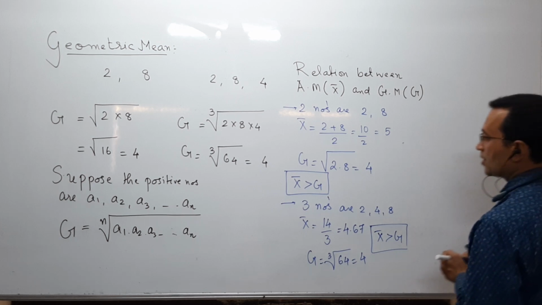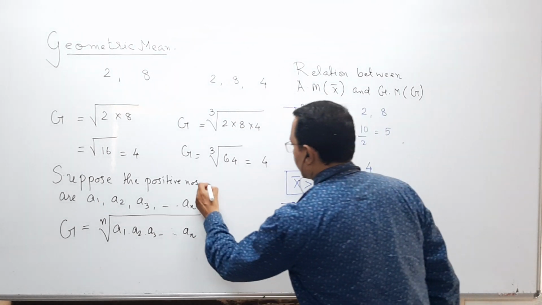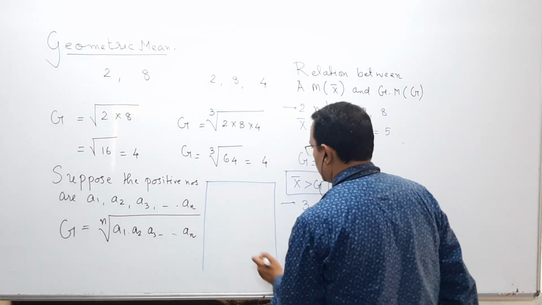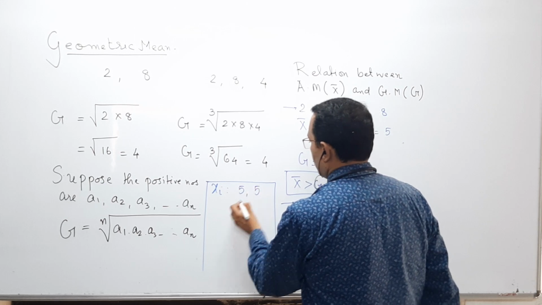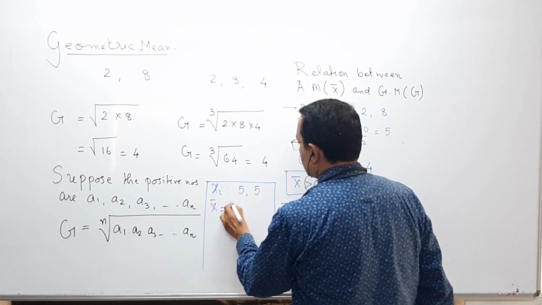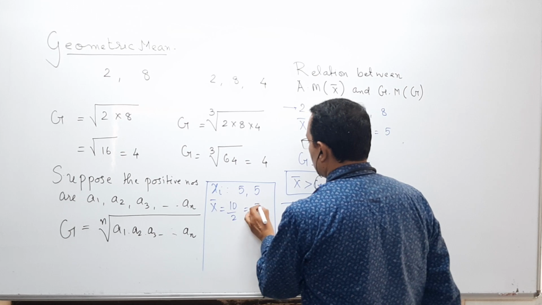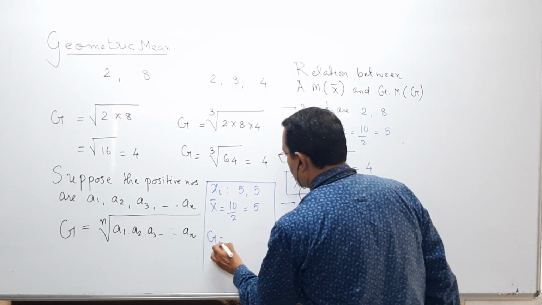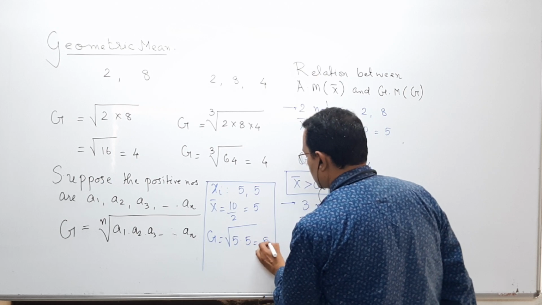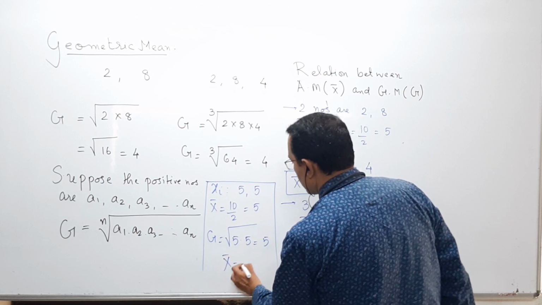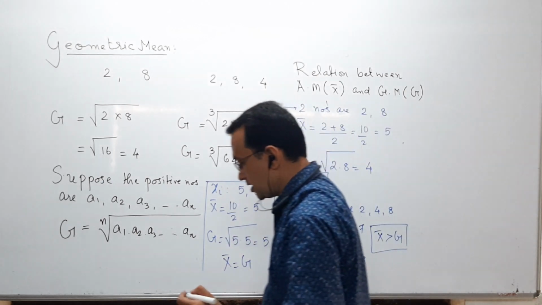Suppose I am writing here. This is an example. Suppose my observations are 5 and 5. Now the arithmetic mean is 10 divided by 2, so 5. The geometric mean is the square root of 5 into 5, which is the square root of 25, so 5. So in this case, x bar is equal to G.